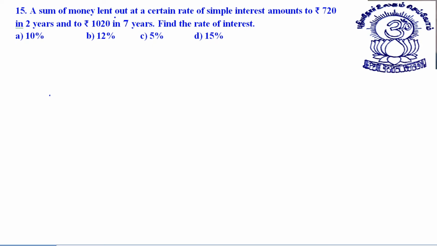A sum of money lent out at a certain rate of simple interest amounts to rupees 720 in 2 years and to rupees 1020 in 7 years. Find the rate of interest. How to solve this type of question? Look, my dear students, what happens is we know that in case of simple interest, the interest is same every year. We know this thing, okay?